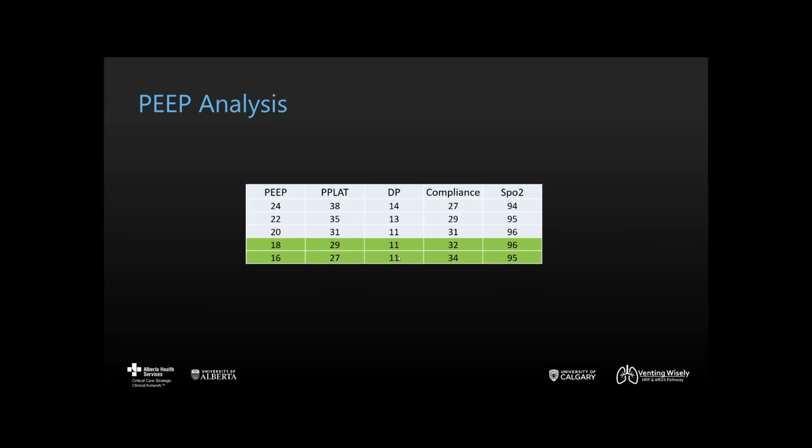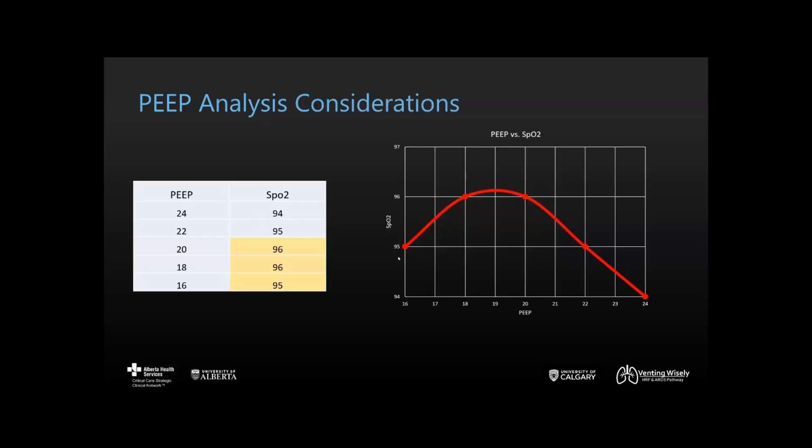If we had established and confirmed linearity for PEEPs of 20 to 16, we could likely pick a PEEP of 18 or 16 because they meet all the required criteria of driving pressure, plateau pressure, and linearity. However, we should also take a couple considerations into account. So let's look at oxygenation.